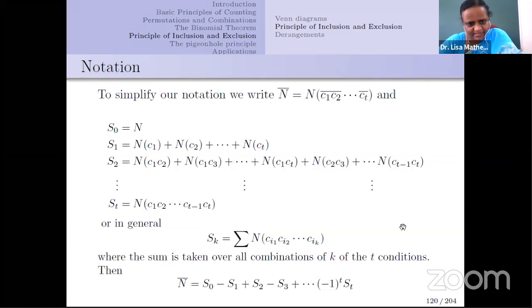Similarly, I can define S2 as the number of elements which satisfy two conditions, that is C1 C2 or C1 C3 or C1 Ct or C2 C3 and so on up to Ct minus 1 Ct. Ultimately I reach St as the number of elements which satisfy all the conditions C1 C2 up to Ct. In general, Sk is the number of elements which satisfy exactly k of the t conditions, and this summation is taken over all possible combinations of k of the t conditions. Then I get n bar is equal to S naught minus S1 plus S2 minus S3 up to minus 1 raised to t St.